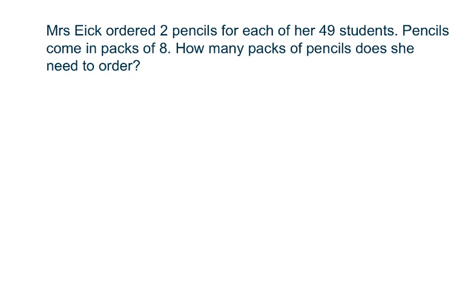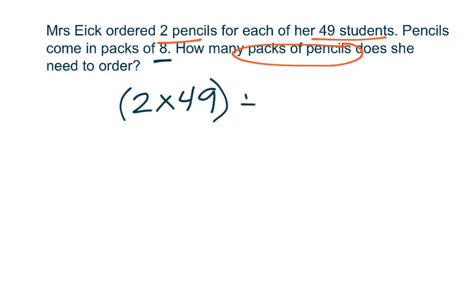If I'm solving this problem, it's important for me to solve one step at a time. So I'm ordering 2 pencils for each of my 49 students. And I want to talk about packs of pencils. Well, in order for me to even start thinking about packs of pencils, I need to know how many pencils I'm ordering. In order to find out how many pencils I'm ordering, I'm going to have to do some multiplication. So if I'm setting up an equation for this problem, I would be multiplying first 2 times 49, and then I can divide by 8. So go ahead and do this, and I want to know how many packs of pencils am I going to order? What would my quotient be, and what would my remainder be?